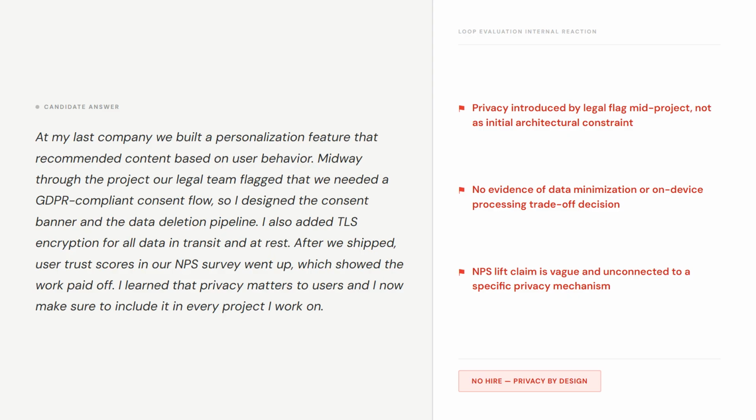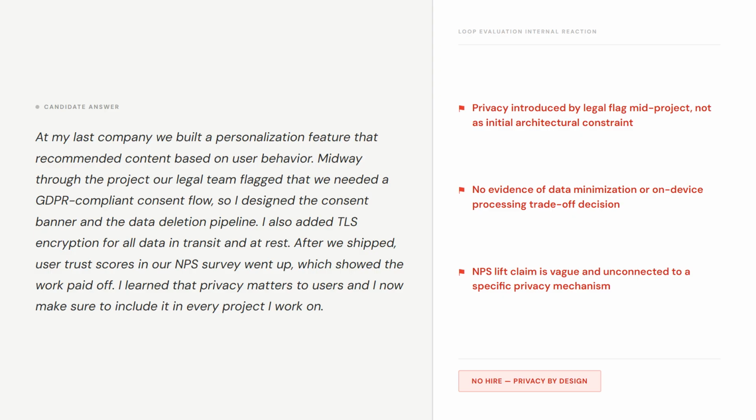Here is how most candidates answer this question when they think adding a consent banner counts as privacy architecture. At my last company, we built a personalization feature that recommended content based on user behavior. Midway through the project, our legal team flagged that we needed a GDPR-compliant consent flow, so I designed the consent banner and the data deletion pipeline.